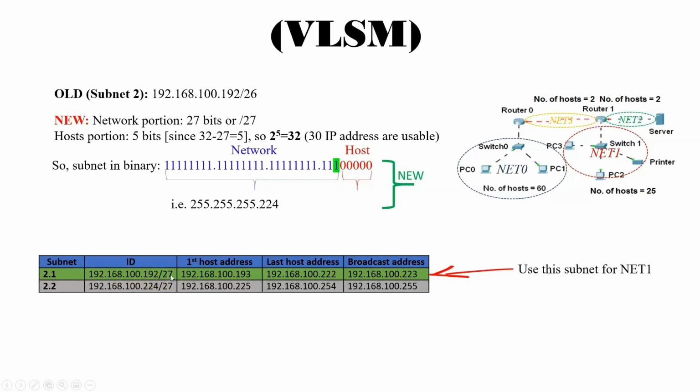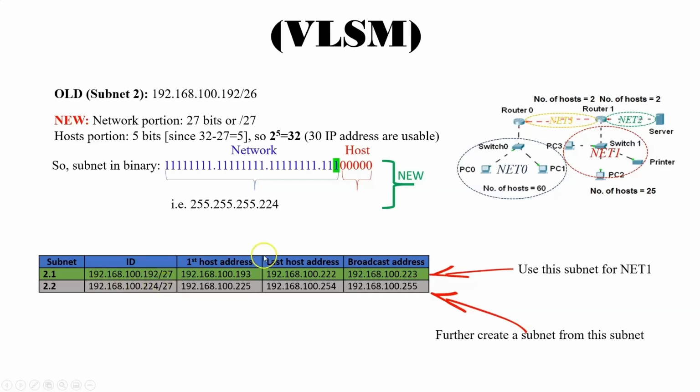192.168.100.192/27. All right, so this next subnet, I'm going to further subnet it so that I can reduce and leave some subnet for future use, and some subnet I will provide and allocate for net 2 and net 3. Okay.